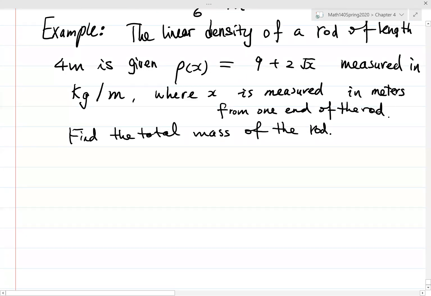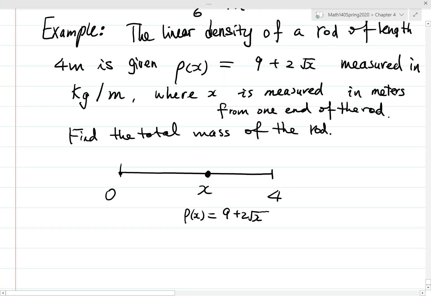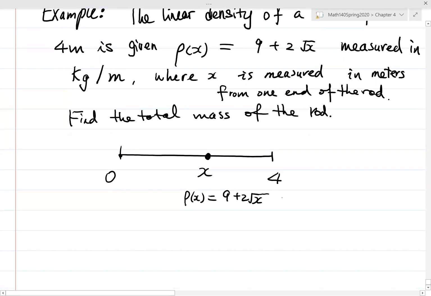Well, this rod is 4 meters. This is 0 and this is 4, and suppose this is x. The linear density is rho(x), which is 9 plus 2 root x, which is dm over dx.